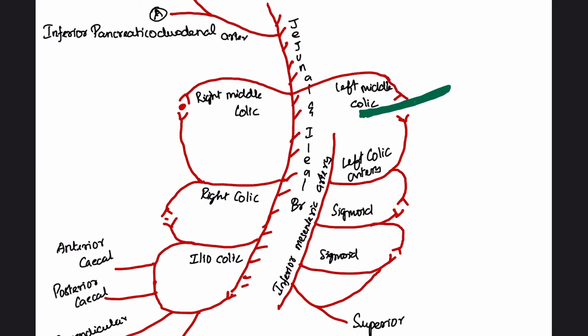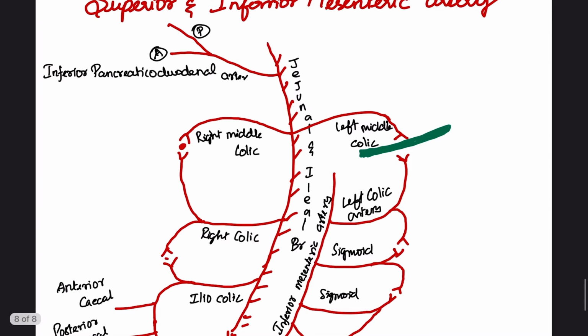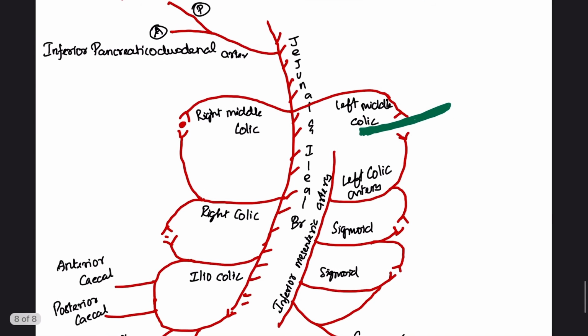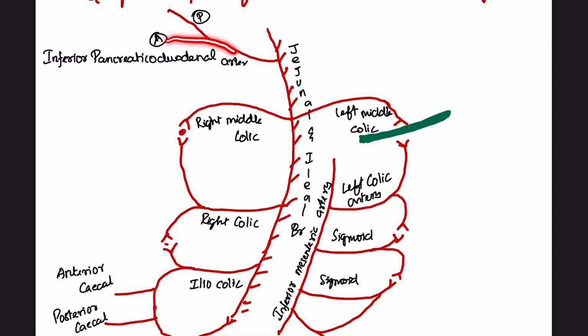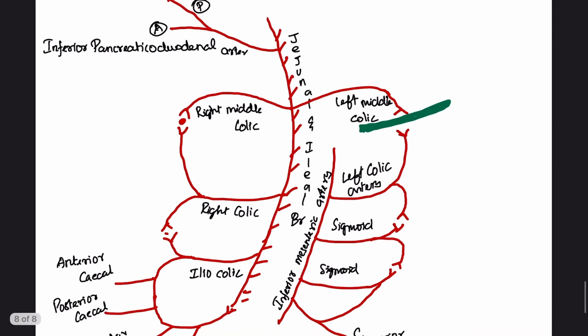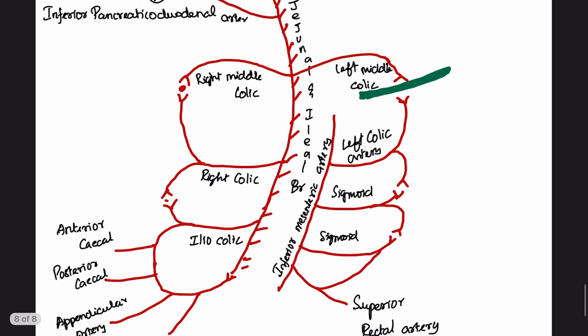So let's recall it once again. Superior and inferior mesenteric artery. This is the superior mesenteric artery. On the convex side, there are numerous jejunal and ileal branches. Then on the concave side, there is inferior pancreaticoduodenal artery. It is divided into anterior and the posterior part. Then the right middle colic artery, which also extends to the convex side, that is left middle colic artery. Next, there are two arteries, right colic artery and the ileocolic artery.